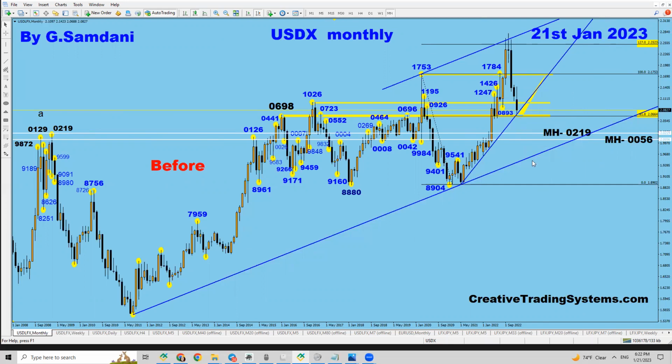Or even to the outer TL, the trend line, right? This rising blue trend line. So that is the second possibility. But the first, I think that it should go up a little bit and then come down.